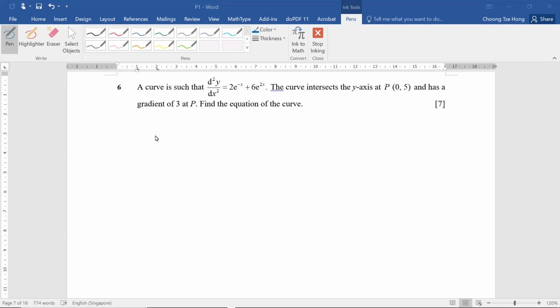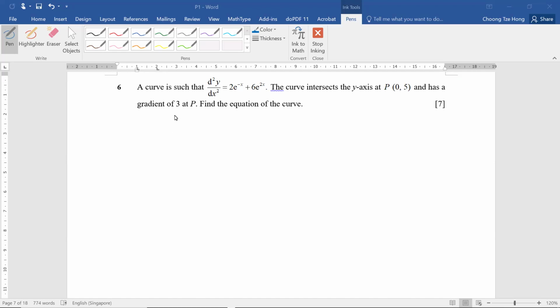A curve is such that d2y/dx squared is equal to 2 times e to the power of negative x plus 6 times e to the power of 2x. The curve intersects the y-axis at P(0, 5) and has a gradient of 3 at P. Find the equation of the curve.